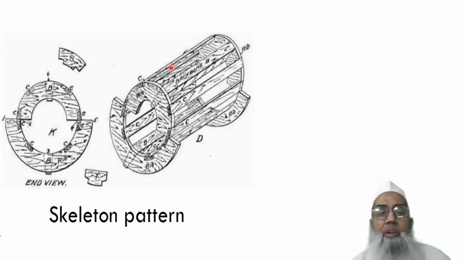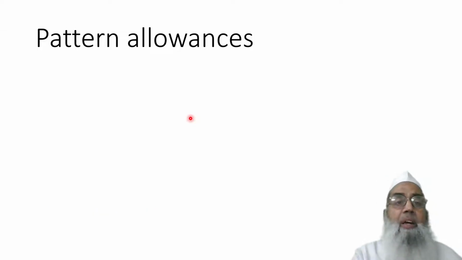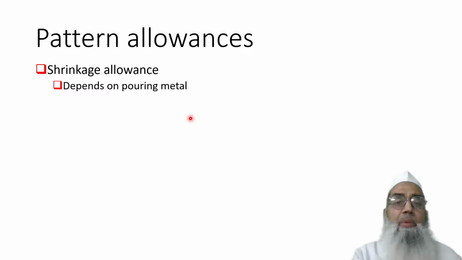Therefore what we do is make a skeleton. Instead of making a solid one, we make the skeleton of the pattern, and we cover the active surfaces with the required surface finish. This decreases the weight and makes it easier to handle while molding. This is for big pieces; we make a skeleton pattern. Now, what are the allowances?